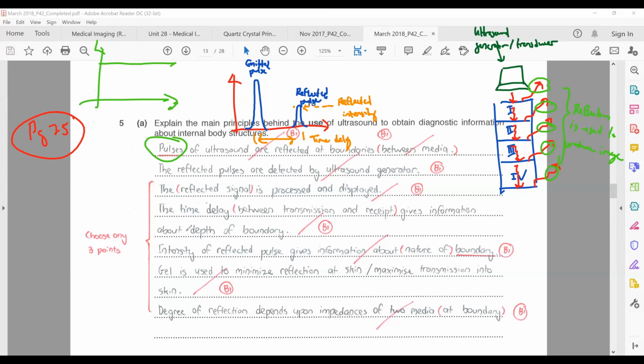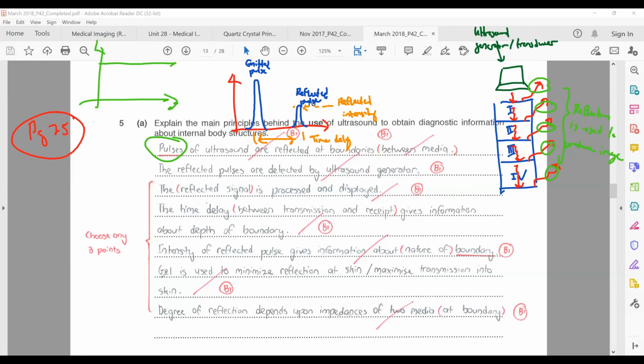So in this sense, the intensity of your reflected pulse will give you information about the nature of the boundary. It will give you an idea of what it is that you have hit. Is it bone? Is it muscle? Is it fat? Is it soft tissue? So these two things about your reflected pulse give you information about your image. They tell you how deep it is and what kind of medium it is.